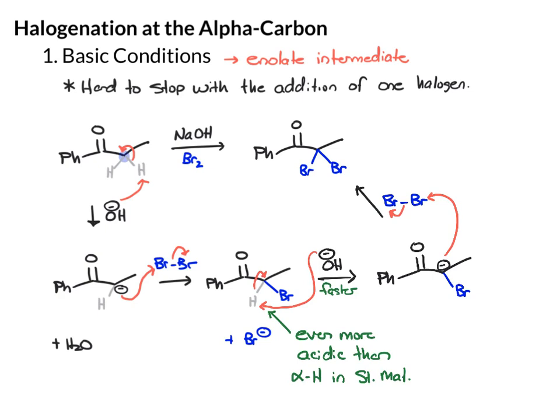So when you're under these basic conditions, what we end up doing is halogenating and replacing all of the alpha hydrogens. In this case, we used Br2 as our electrophilic halide, but you can of course use Cl2 or I2, and all of these will work.